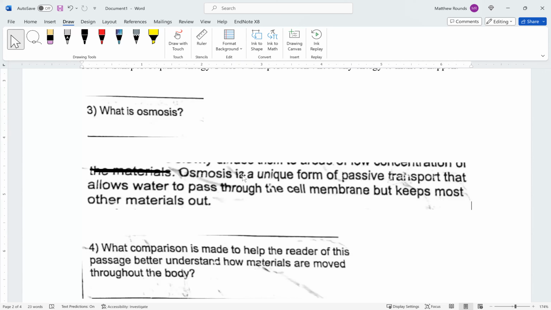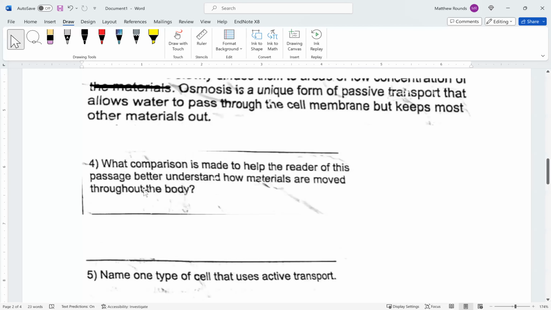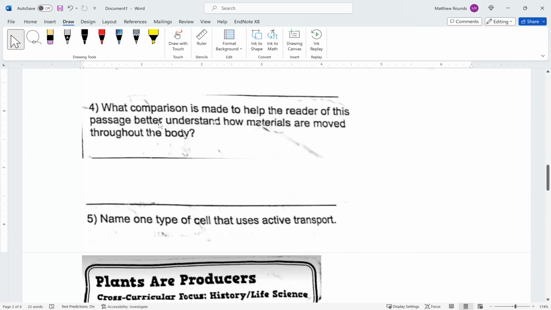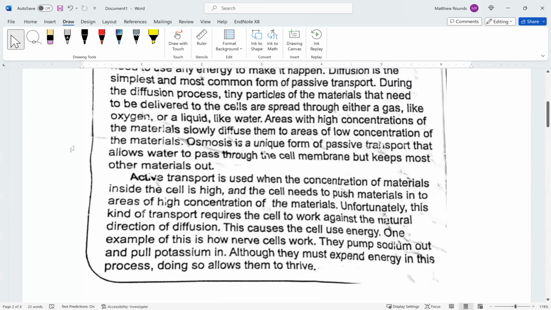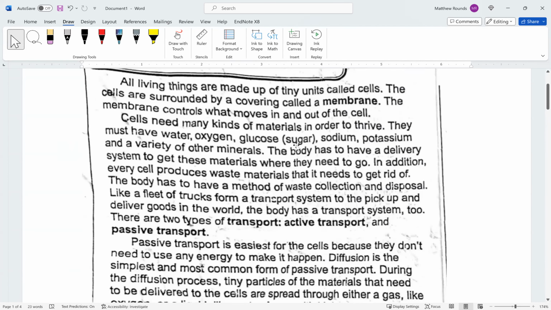I got it. Okay. So question four. Question four says, what comparison is made to help the reader of this passage better understand how materials are moved throughout the body? So I want you to look at the second paragraph, starting with the words "The body." Do you see where I'm pointing?